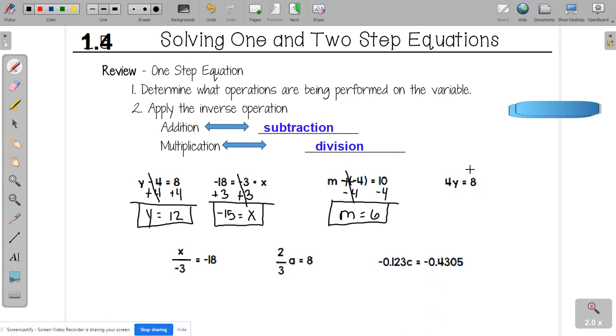For the next one, we have 4y equals 8. So 4y is 4 times y, so the opposite of multiplication is division. So we're going to divide both sides by 4. We get y to equal 8 divided by 4 is 2.